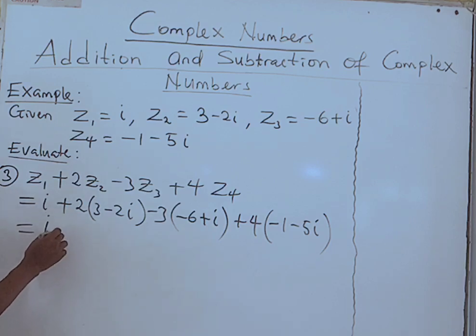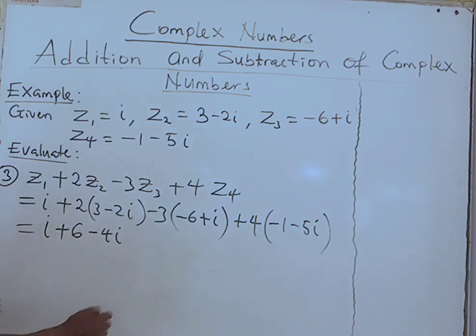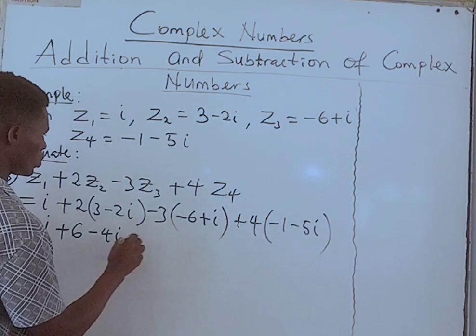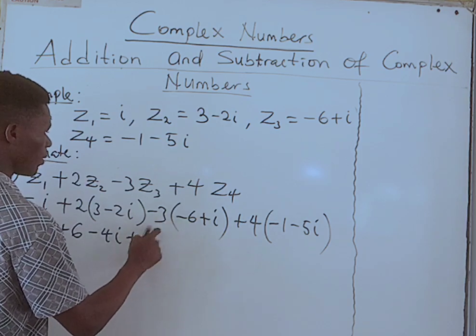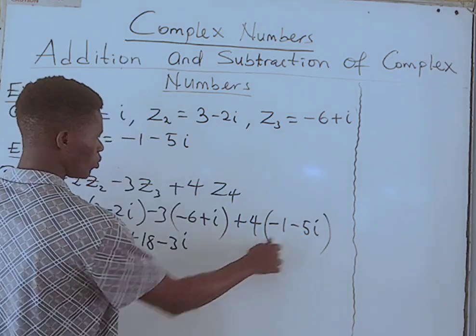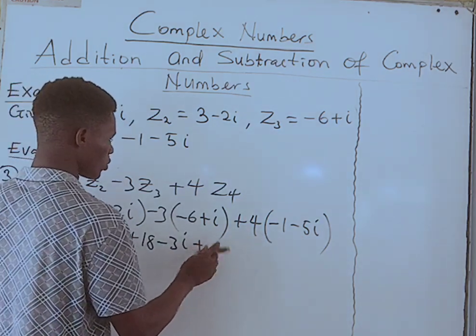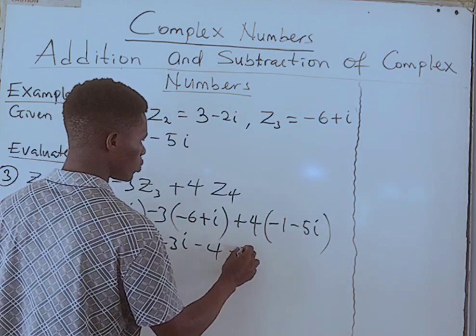I plus 6, that is, we are expanding the bracket now. Then moving to the next bracket, we have minus, that is plus 6, sorry, plus 18 rather. Then we have minus 3i. Moving to the next one, we have minus 4. Then we have minus 20i.